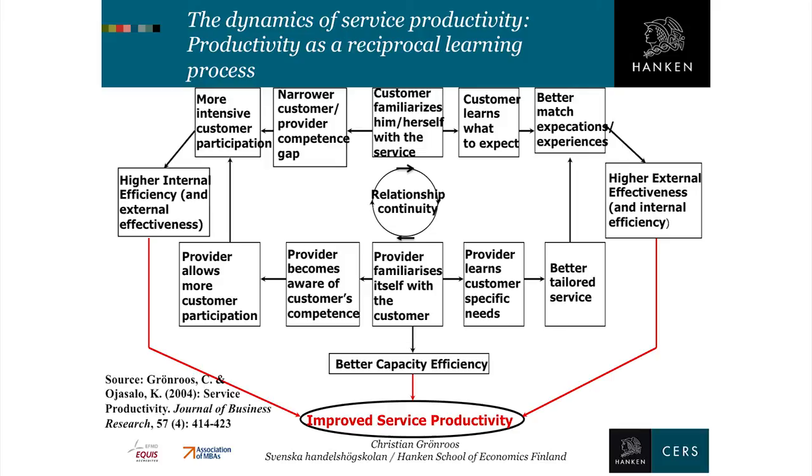And when the firm understands the customer more and the customer understands the firm more, they can participate together better. Capacity efficiency will also improve, because we can service the customer quicker, perhaps even with fewer resources, and the customers will be equally satisfied with the quality as before, perhaps even more satisfied. So we have resources to take care of even more customers. So capacity efficiency also improves.